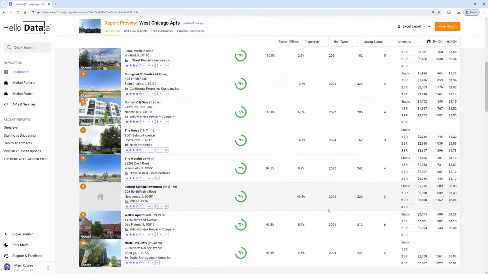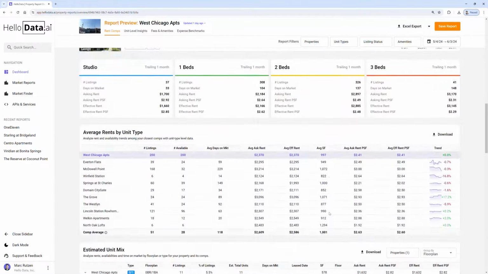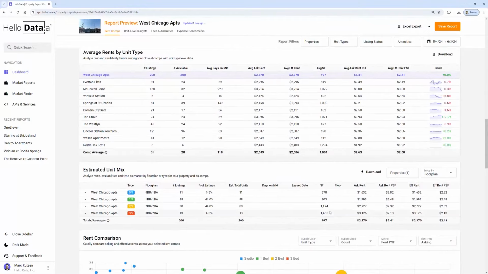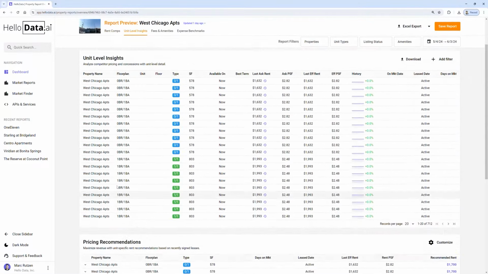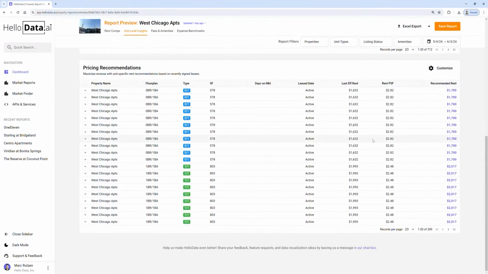So you're going to see all the comps that we recommend, the whole interface populated, and importantly, the pricing recommendations on this unit level insights tab that give you a sense of where these units should be priced if they existed today. We're not inflating years out. We're saying if it existed right now, today, with the attributes that you put in, what rent could it achieve, right? So it's a conservative model for pricing.